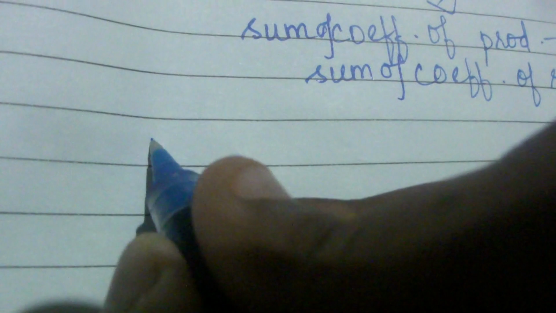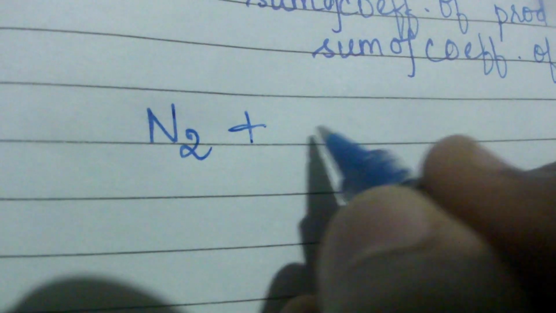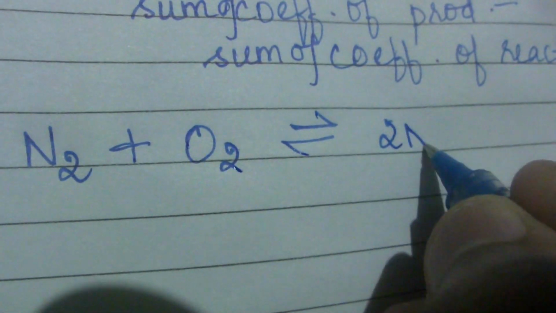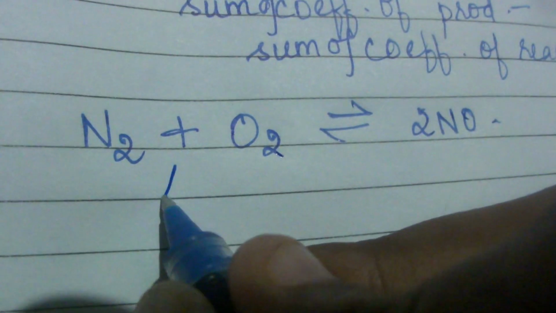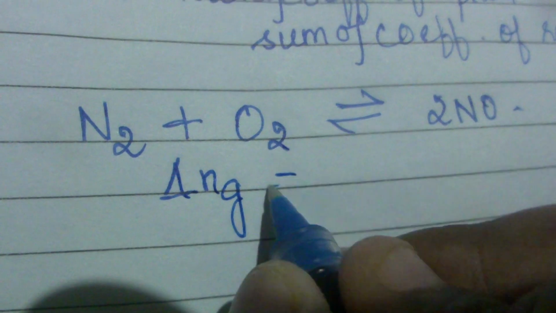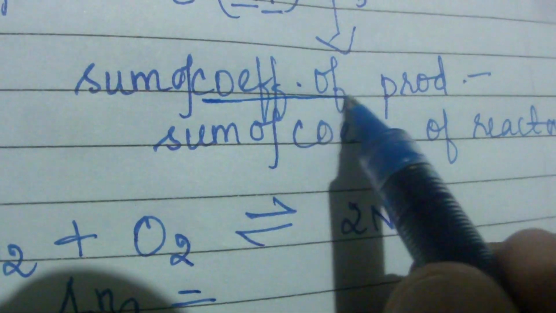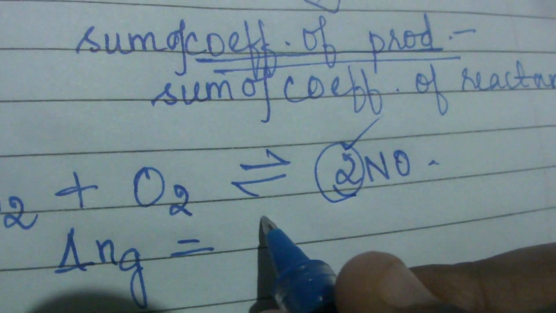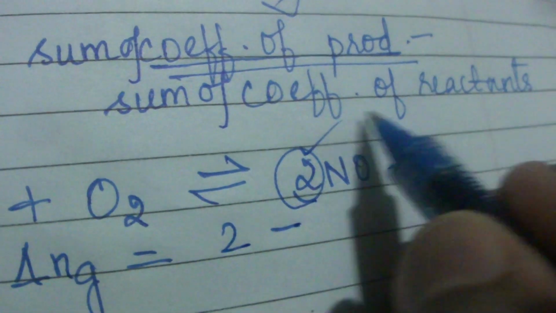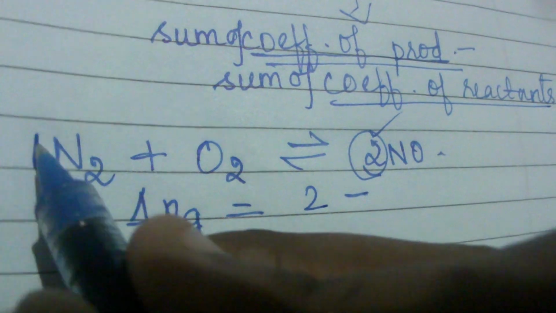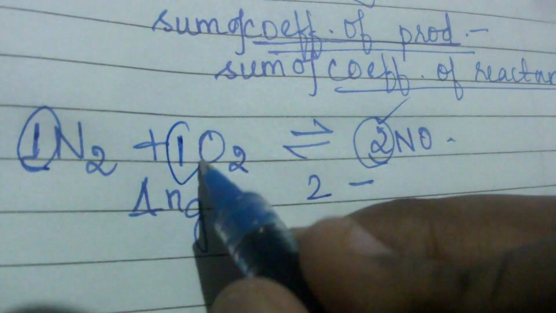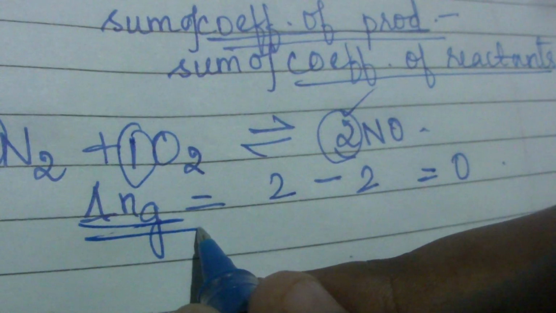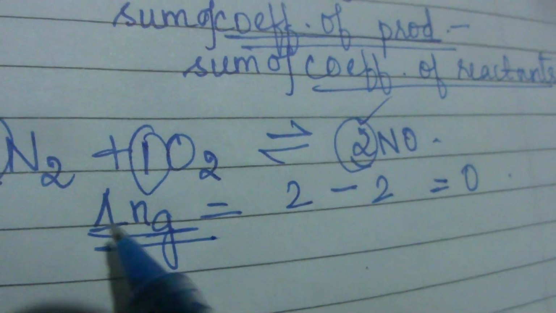To get a better idea, let me give you an example. N2 plus O2 gives 2NO. So what is delta Ng? Delta Ng is equal to the sum of coefficients of products. The coefficient of the product here is 2, so 2 minus the sum of coefficients of reactants. Here we have 1 as coefficient and another 1 as coefficient. So 2 minus 2 gives you 0. So here the value of delta Ng is 0.